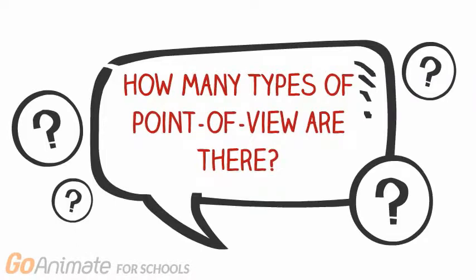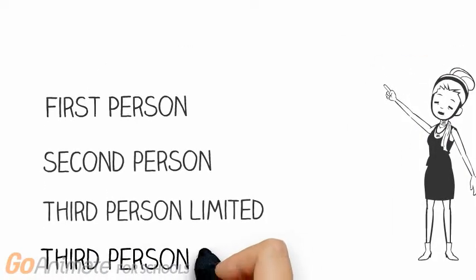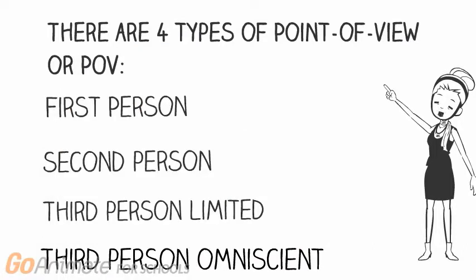How many types of point of view are there? There are 4 types of point of view, or POV. First person, second person, third person limited, third person omniscient.